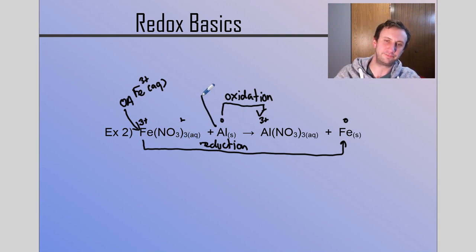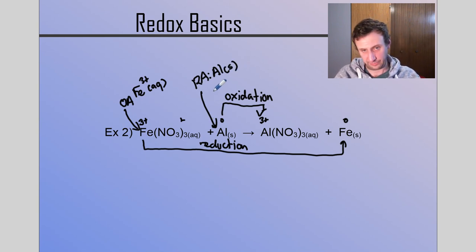Well, aluminum, this is a reducing agent, right? So Al solid is my reducing agent because it caused the reduction of iron 3. So the reducing agent goes through oxidation, the oxidizing agent goes through reduction. All right, that is it for basically oxidation, reduction, those redox basics.